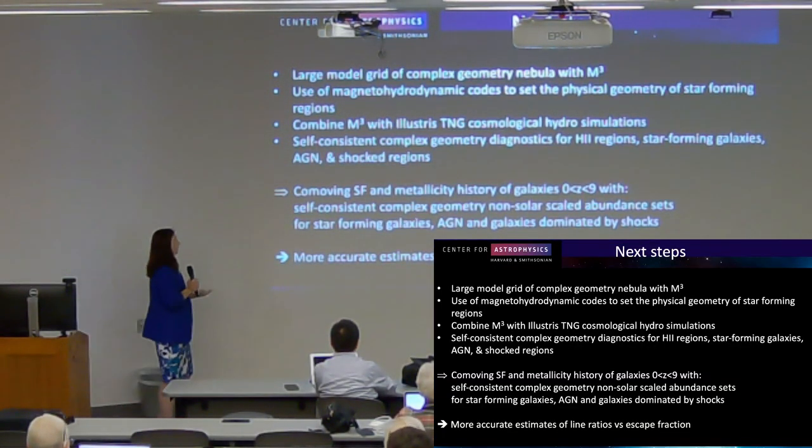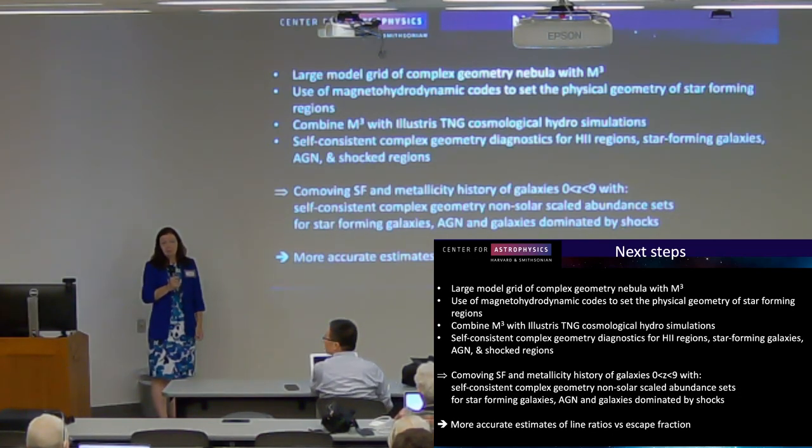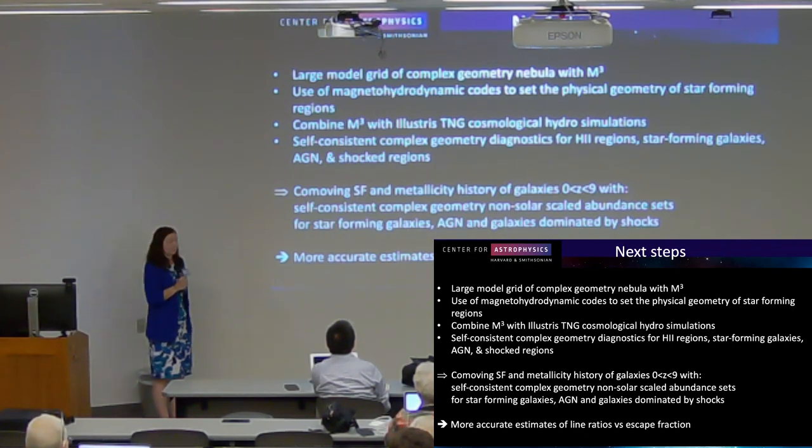So now we're running a large grid of complex geometry nebulae. With this large grid, we want to recalibrate the diagnostics that we had in the past. That's starburst, AGN classification, metallicity, ionization parameter, pressure. But we need to set the physical geometries in the nebula. And how are we going to set the physical geometries?